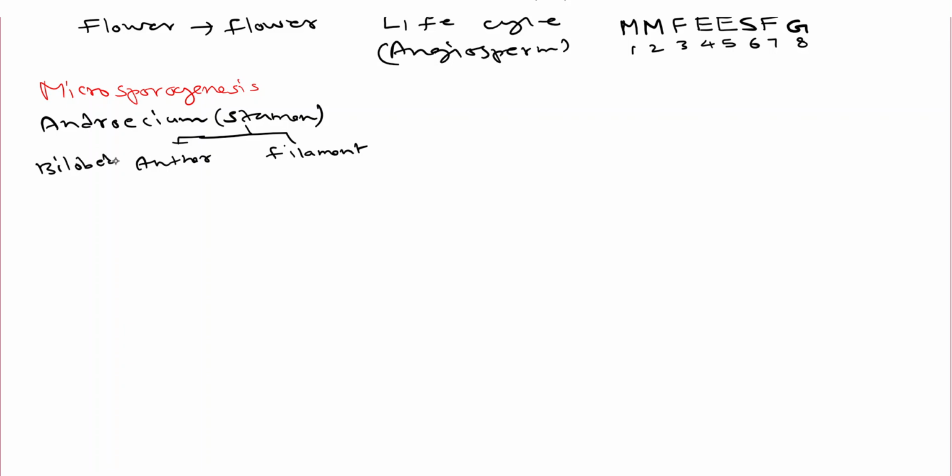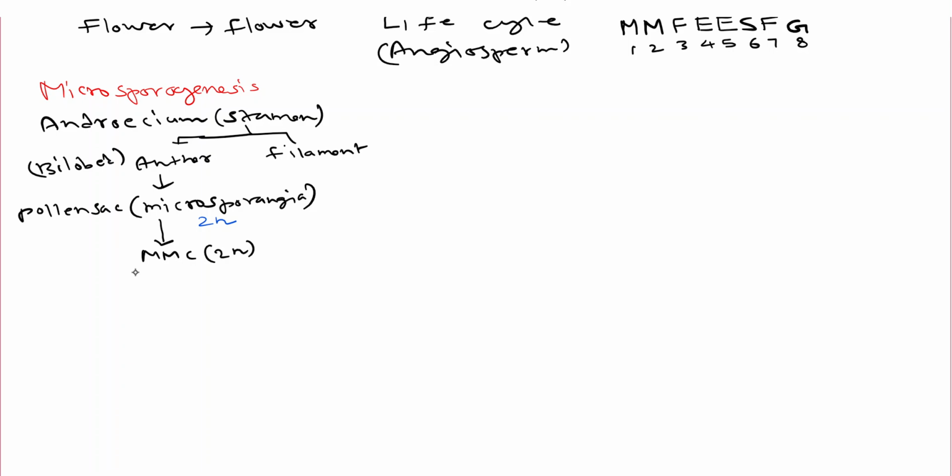Anther is a bilobed structure, each lobe consists of 2 compartments, so 4 compartments. Each compartment consists of a pollen sac. The pollen sac contains microsporangia. This is 2n in nature, that is called diploid. In this microsporangia, a very important cell is called the microspore mother cell. They are all in 2n status.